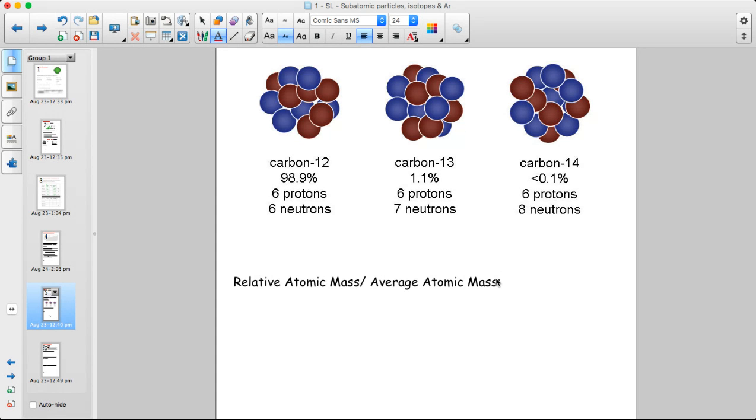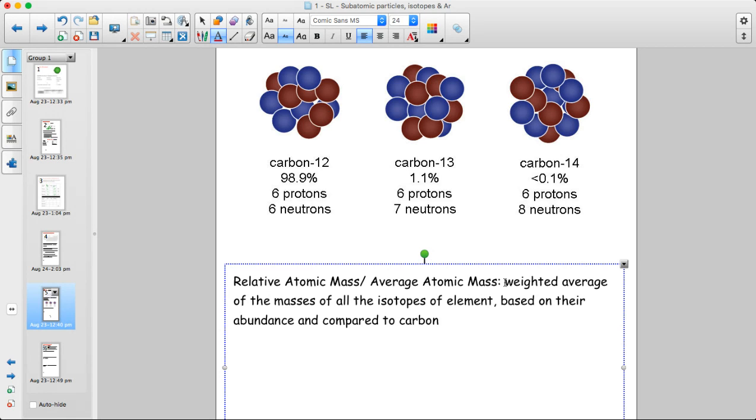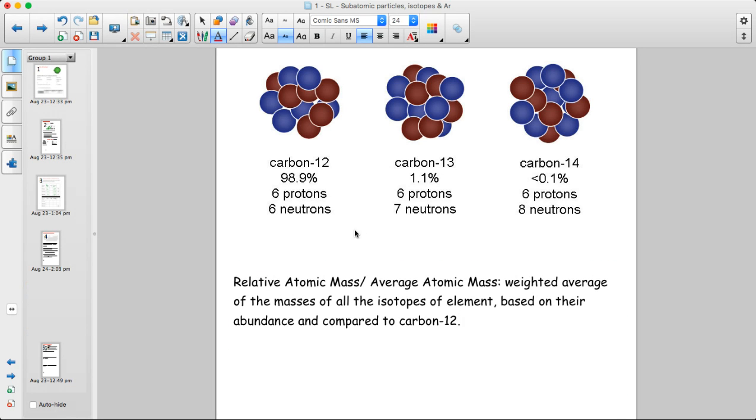different densities. Okay, and so when you see on the periodic table those values with decimal places, that is a relative atomic mass. It's an average atomic mass. It's a weighted average of the masses of all the isotopes of an element based on their abundance and compared to carbon-12. Okay, so these percentages, they matter, and the actual mass of carbon on the periodic table is 12.01.